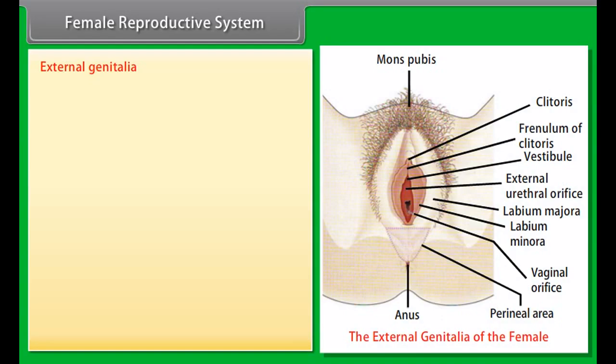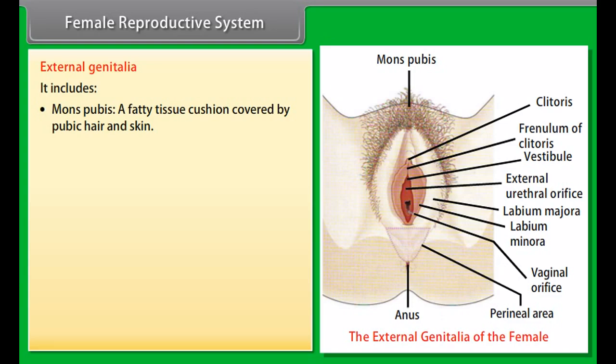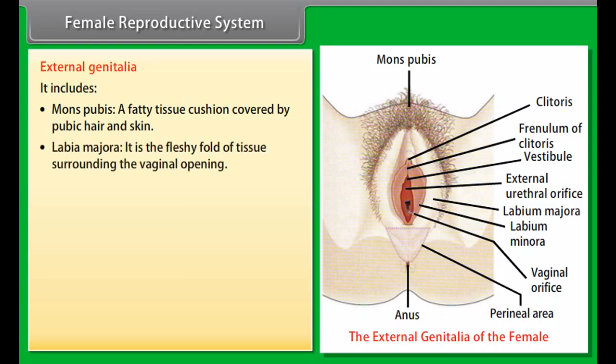External genitalia. It includes mons pubis, a fatty tissue cushion covered by pubic hair and skin. Labia majora. It is the fleshy fold of tissue surrounding the vaginal opening. Labia minora are the slender skin folds under labia majora.